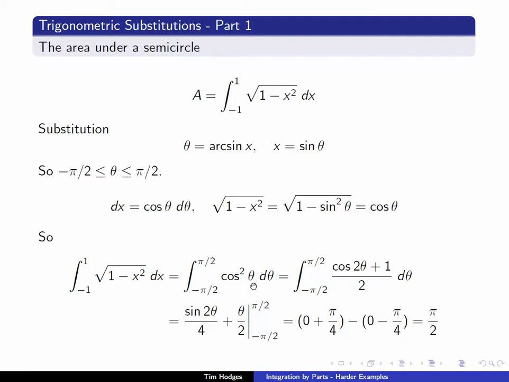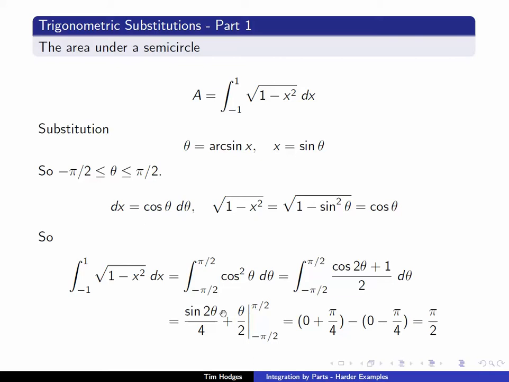Now we're going to integrate this, and we're going to use the formula from the first slide. The formula is cosine squared theta equals cosine 2 theta plus 1 over 2. Now we can integrate this easily. The integral of cosine 2 theta over 2 is sine 2 theta over 4, and the integral of a half is theta over 2. We evaluate this between pi over 2 and minus pi over 2, being very careful to keep in the parentheses and keep track of our negative signs.